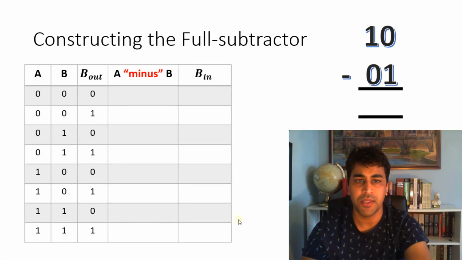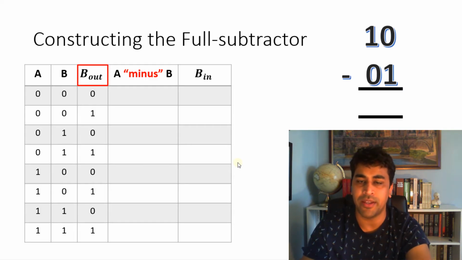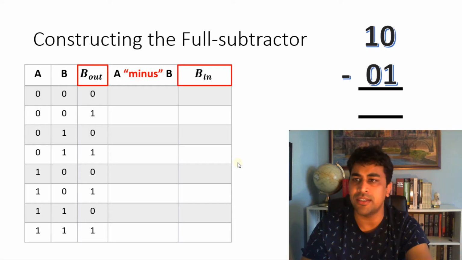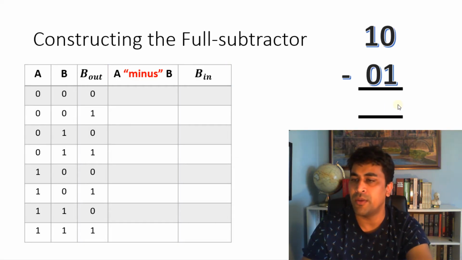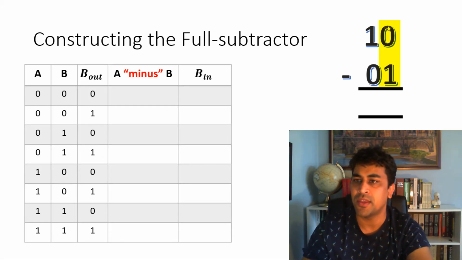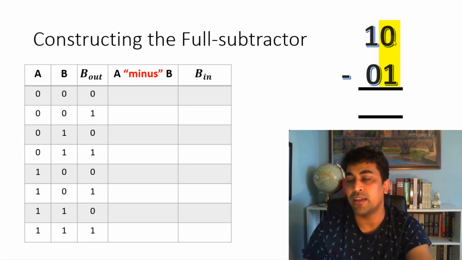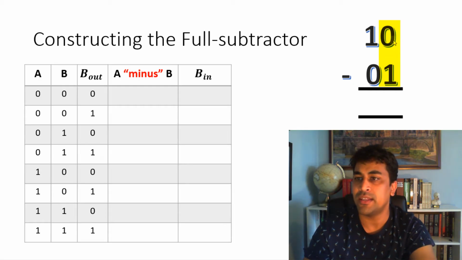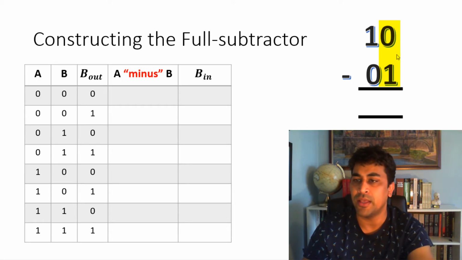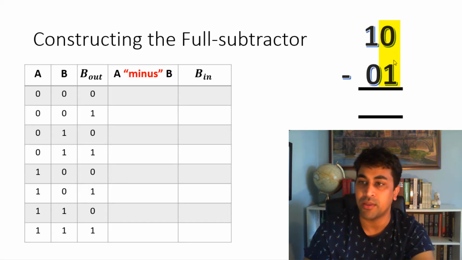For the full-subtractor, we will have to consider the case where we borrow out to another column who requires the borrow in. To demonstrate this, consider the following subtraction, where we have 10 minus 01. In this subtraction, the first column that we need to conduct the subtraction on is this column. We would start off by saying 0 minus 1. Unfortunately, we cannot carry this out because we need the top number to be greater than or equal to the bottom number. In this case, 0 minus 1 cannot be computed without a borrow.